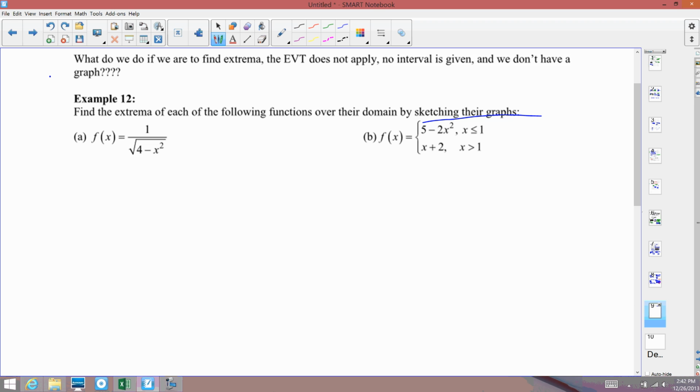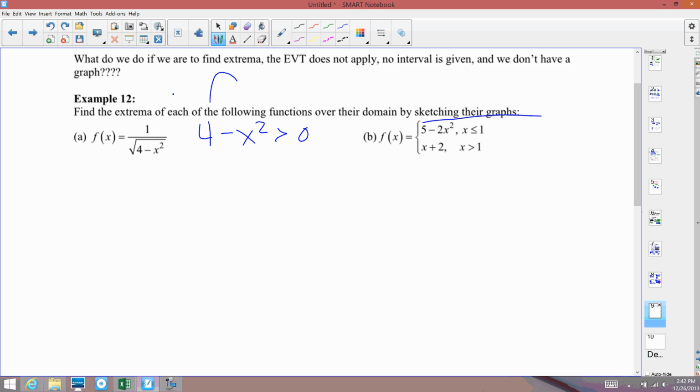So 1 over that. This is going to be a really small area because there's a lot of places where it's undefined. If you want to figure out where it's undefined, we need this part to be greater than 0. Because if the bottom is 0, it's undefined. If it's negative on the inside of that square root, it's undefined. So the only place where this function exists is in between these values.